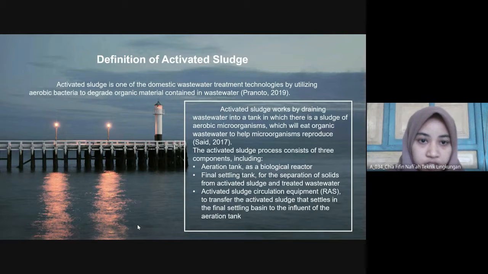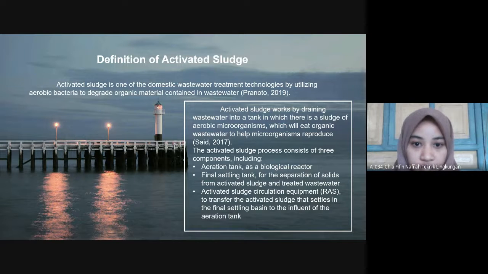Definition of activated sludge. Activated sludge is one of the domestic wastewater treatment technologies that utilizes aerobic bacteria to degrade organic material contained in wastewater, according to Pranoto 2019. Activated sludge works by draining wastewater into a tank containing sludge of aerobic microorganisms, which will eat the organic matter in the wastewater and reproduce, according to Said 2017.